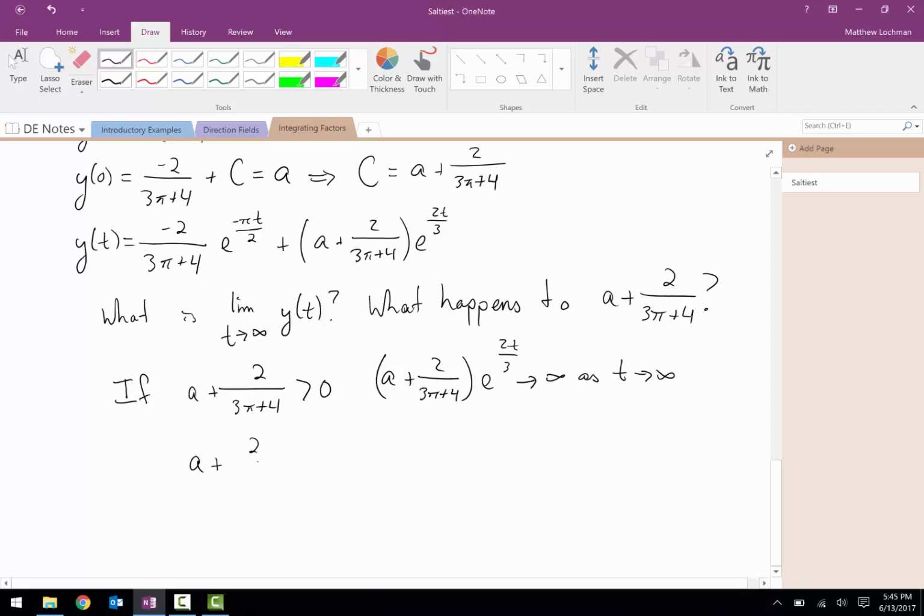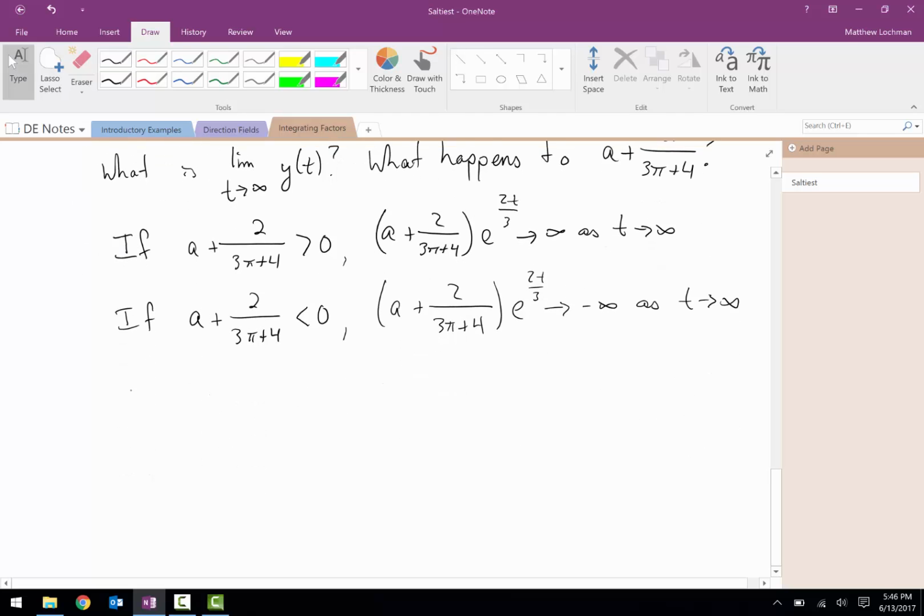If, on the other hand, this thing is negative, then what's in front here is some negative number, a negative number that's not changing. It's just some constant. So it could be like negative 5 or something. Well, okay, negative 5 is pretty unlikely. Negative some decimal. Then this thing's going to go to minus infinity as t goes to infinity.